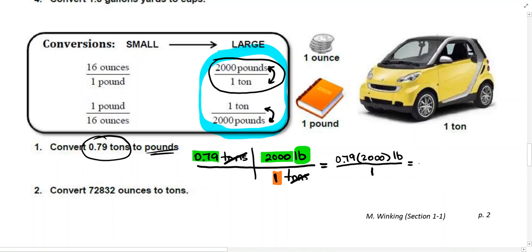And what's 0.79 of 2,000? So I'm multiplying. I get 1,580. But you always remember the unit, because then what is this number? 1,580 pounds.